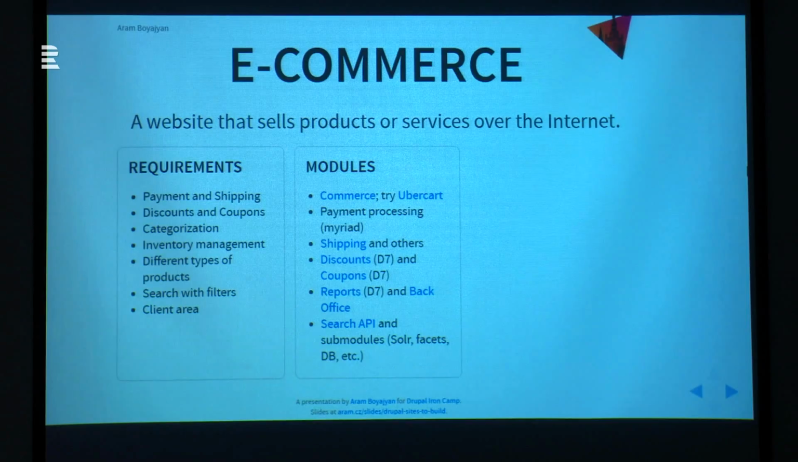When it comes to shipping, I did not include specific modules because it really depends on what kind of shipping integration you need. It can be USPS, UPS, item-based, weight-based, or whatever. There are many different types of shipping. Same with discounts and coupons. However, discounts and coupons are separate modules for Drupal 7 in Commerce, whereas they're included for Drupal 8. And of course, there are reports and back office modules that you would use for presenting the sales data to the client.